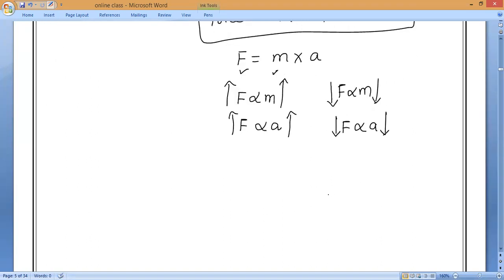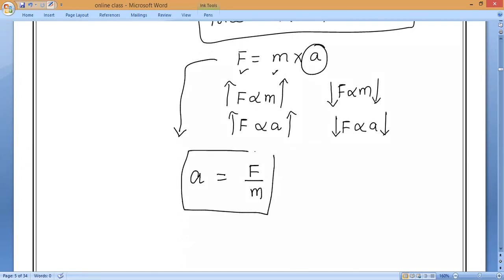decreases. Okay, that is what you have to remember. Now, from this formula, I will write the acceleration formula. I want acceleration on one side, and mass is in multiplication, so it will come to this side. What will it become, everybody? Division. You understand? That is what you have to remember.